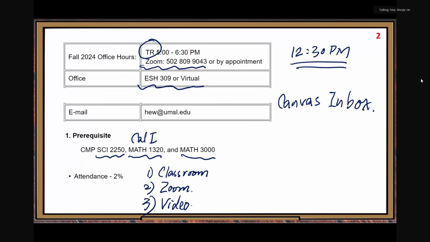Never miss any class. The reason is simple. All my quiz questions, all my homework questions, all my test questions, all are from the notes, all from the lectures, okay? If you miss some part, you may miss several questions. That's a lot, okay? That's a big loss.